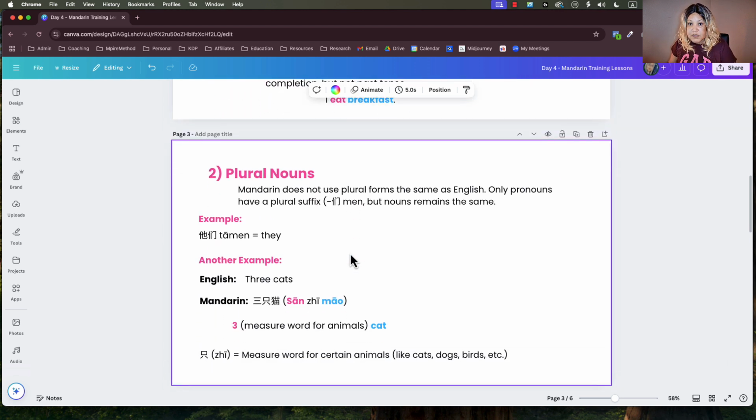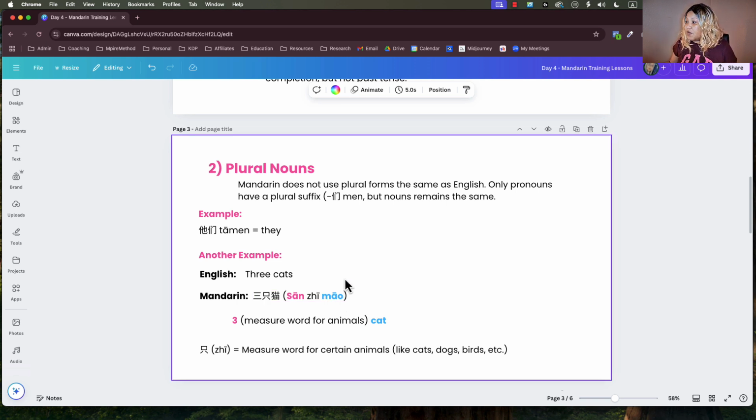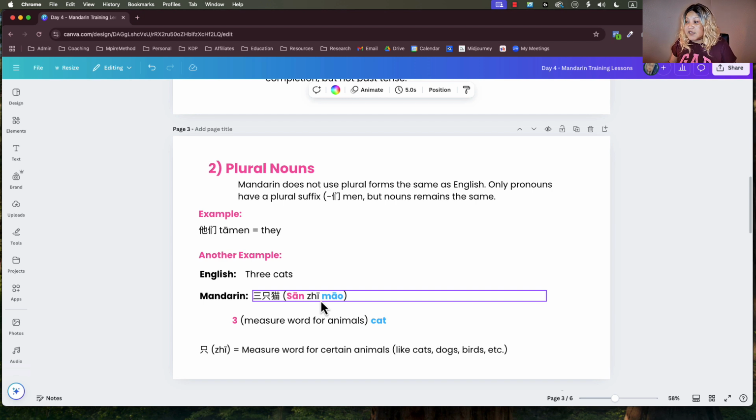Plurals, there's no plurals. Instead of adding an S at the end, we need to specify the number of how many there are. And when we use numbers right before the noun, there needs to be a measure word in between, or it won't be correct in Mandarin. They'll think that we're crazy and don't know what we're talking about. And we need to understand that there's certain measure words for certain things. We're going to learn all the different ones.